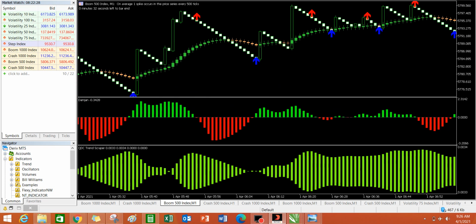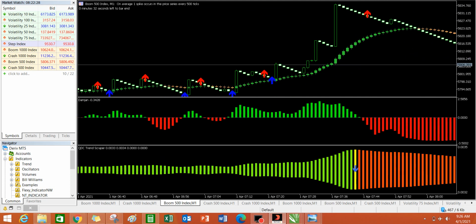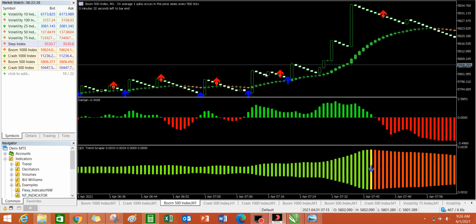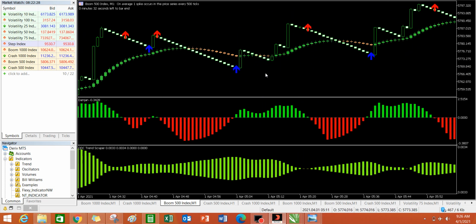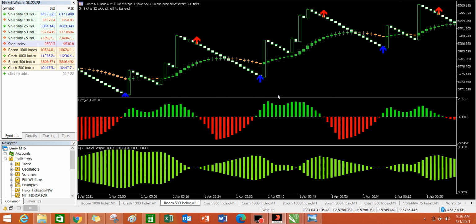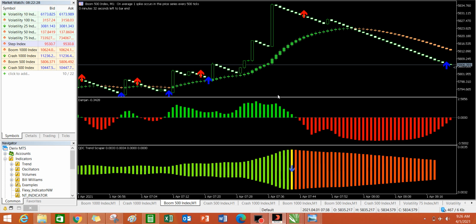Okay, this is the QDC Scraper indicator, and we are using it to analyze the Boom 500 market now. Actually, Boom 500 market was on an uptrend before. You can see it started the uptrend here, and it kept on going up and up till it got to this level, when it changed from uptrend to downtrend. This is where it changed from uptrend to downtrend, and we got our sell signal here, and you can see it has been selling since then.